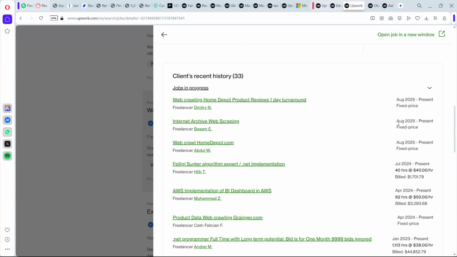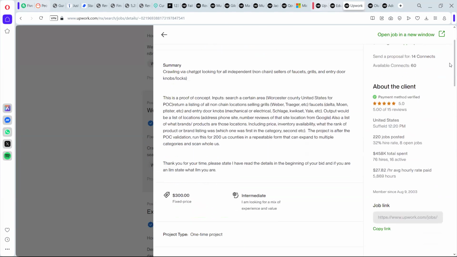See, these are August. That means last month they hired three different people or three different jobs, and they are paying people. So maybe they've not paid completely, so it's fixed and the figure is not showing. If it is hourly, it will show per hour. That's why you can see the figures for hourly, but for fixed, you can't see. So these are infos you are trying to check about this particular client.